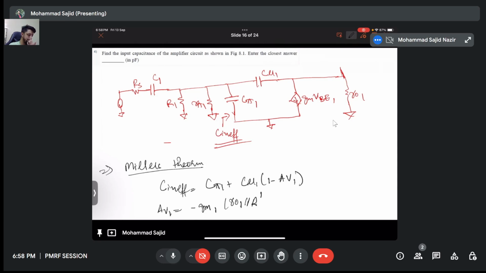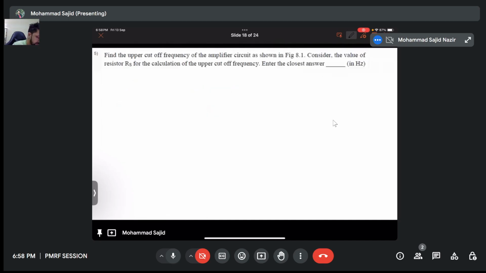So here also it will be R double dash multiplied by alpha. Yes, this is alpha. And when you calculate it, it will come out to be minus 90.5. You substitute it here, and with the values for C pi and C mu 1 given in the question, you will get an answer of 467 picofarad. Calculate it, and let me know in the comments or in the forum if you have any doubts.